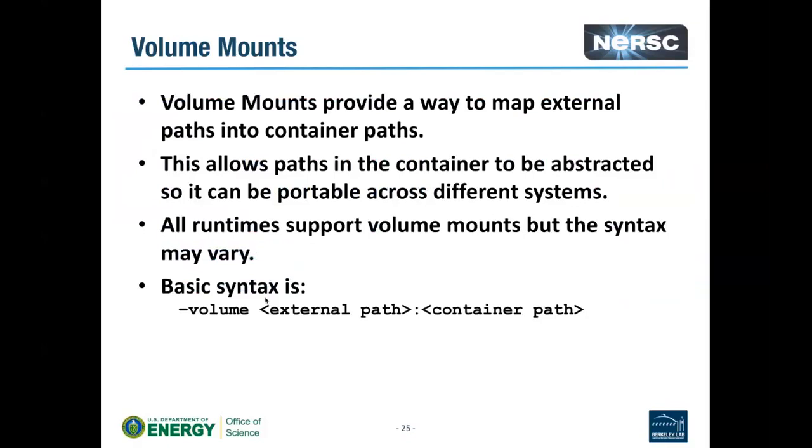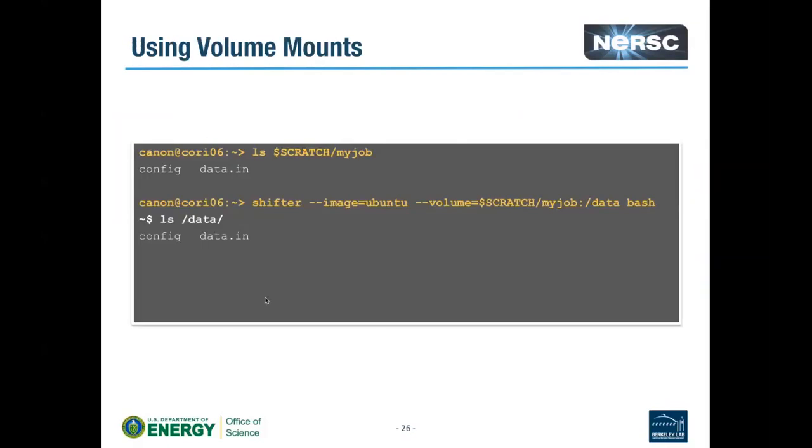What's nice about it is you can control where that shows up inside your container environment. So you could, for example, always map data so that it's in the /input directory, and your tool will just look for it there. Then as you move between different systems, you can hide that aspect from the image itself and just map the right paths into the right locations. This is a useful feature, and all the container runtimes support this in some way, shape, or form.